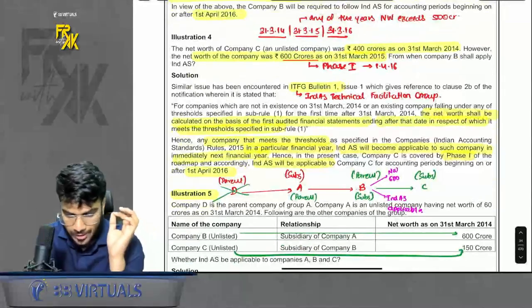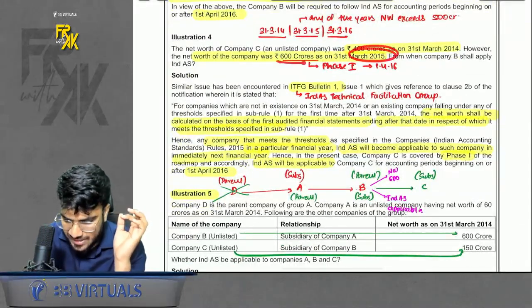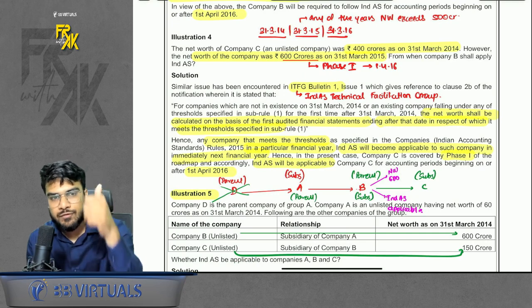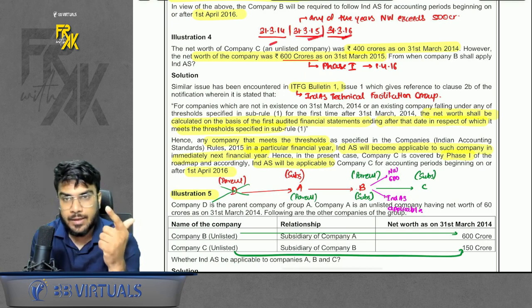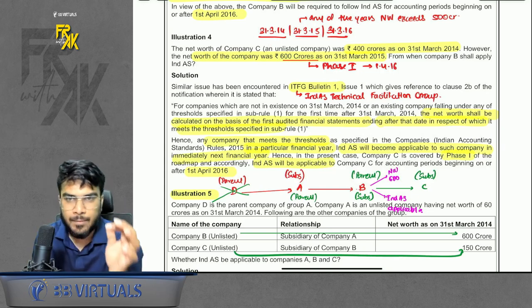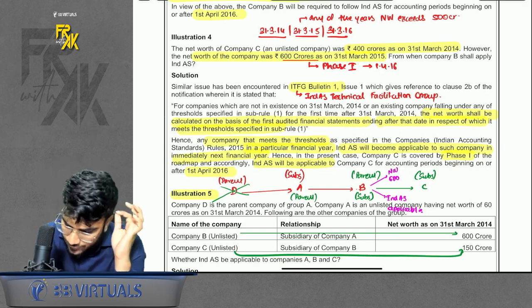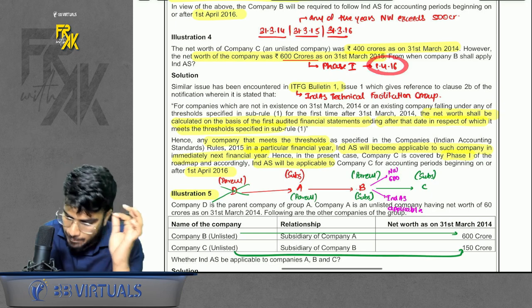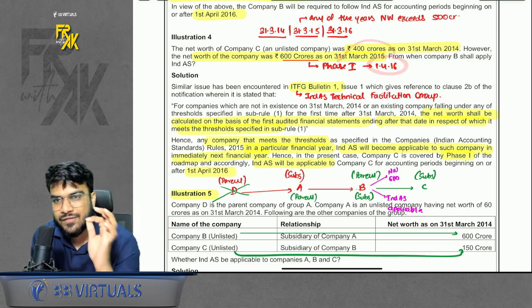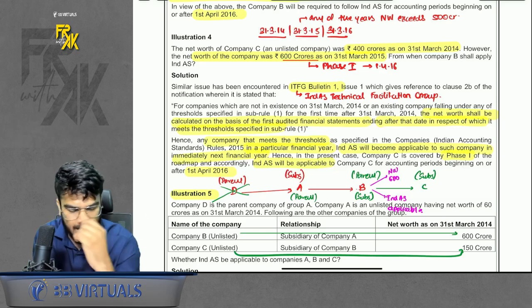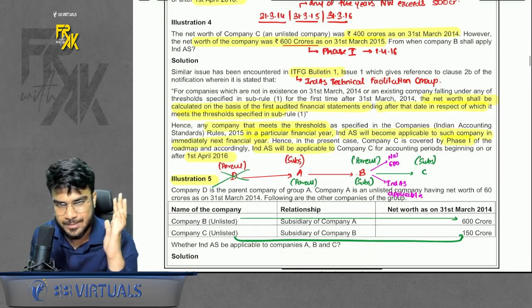Next point. Ind AS, net worth on 31st March 15 was 600. If the net worth on 14, 15 or 16 is more than 500, you will fall under phase 1, because phase 1 starts from 1st April 16, and before this date, if under any financial year net worth is more than 500 starting from 31st March 14, you will fall under phase 1. Okay.